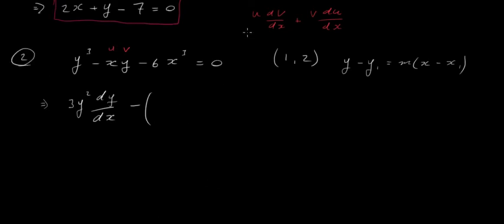Okay, so we need to write down u, which is x, and now we need to differentiate v, which is y. We don't know what y is exactly, so we're just going to write down dy/dx, plus v, which is y, and now we differentiate u. u is x, so if we differentiate x we just get 1. Okay, so that's that bit done.